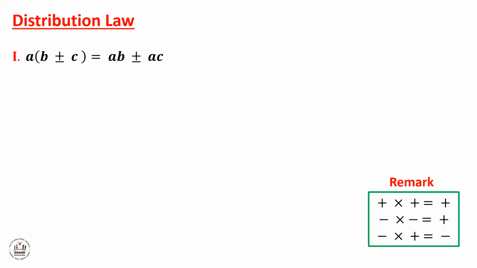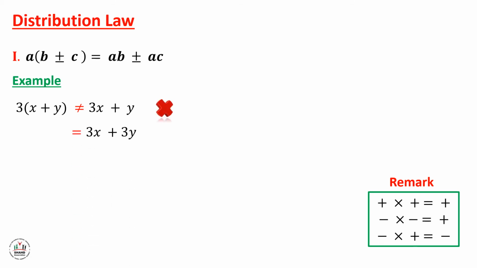So A into B plus or minus C equals AB plus or minus AC. So we should multiply A with all the variables inside the brackets. For example, if we have 3 into x plus y, we should multiply 3 by x and by y. Otherwise, we will get a wrong answer, like 3x plus y or x plus 3y. No, it should be equal to 3x plus 3y. So we multiply 3 by x and by y.